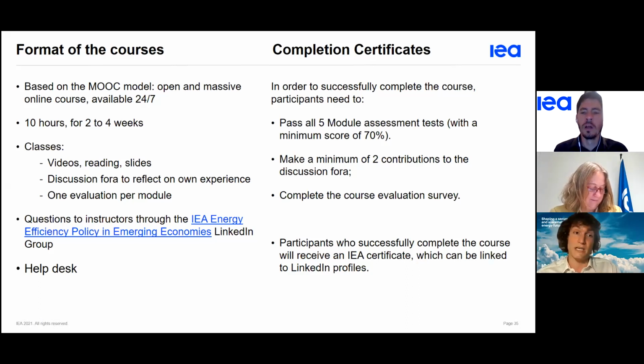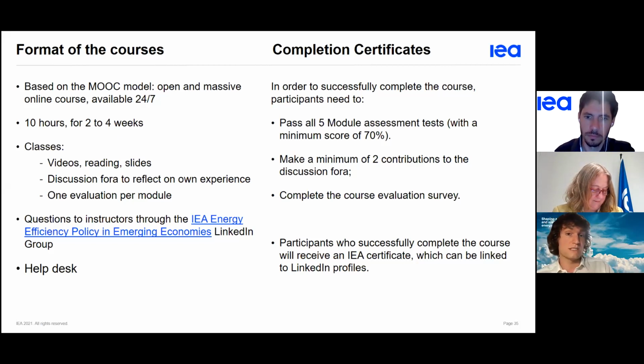And finally, we've also got a help desk. So if you've got any technical issues, it usually takes us 24 to 48 hours to get back to you on weekdays. And to complete the course, participants will need to pass all 5 module assessment tests with a minimum score of 70%. Participants who successfully complete the course will receive an IEA certificate, which can be linked to their LinkedIn profile. So that's it. Next slide, please.